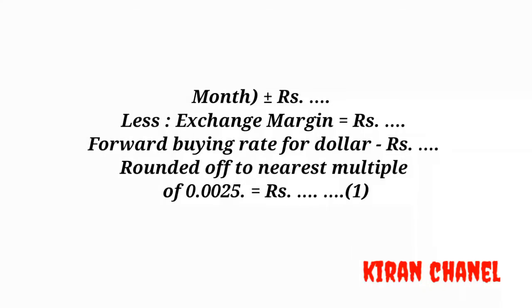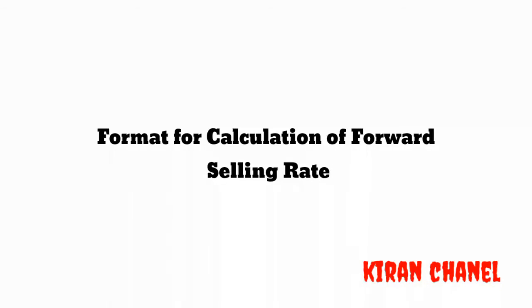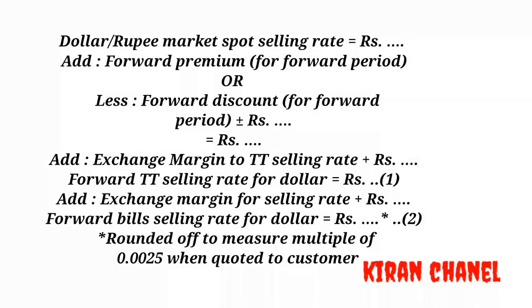rounded off to the nearest multiple of 0.0025 equals Rs1. Format for calculation of forward selling rate. Dollar rupee market spot selling rate equals Rs. Add forward premium for forward period or less forward discount for forward period plus Rs equals Rs. Add exchange margin to TT selling rate plus Rs, forward TT selling rate for dollar equals Rs. 1. Add exchange margin for selling rate plus Rs, forward bill selling rate for dollar equals Rs. 2. Round off to the nearest multiple of 0.0025 when quoted to the customer.